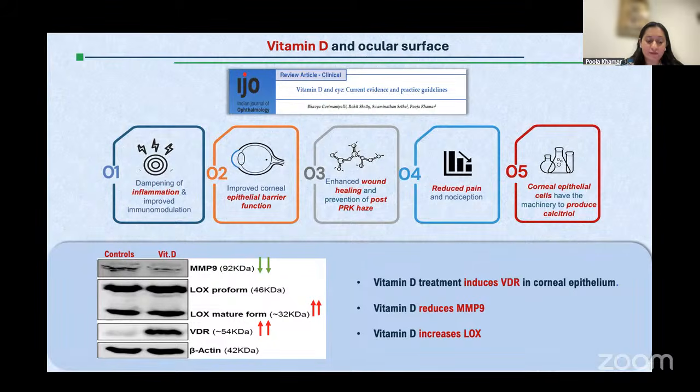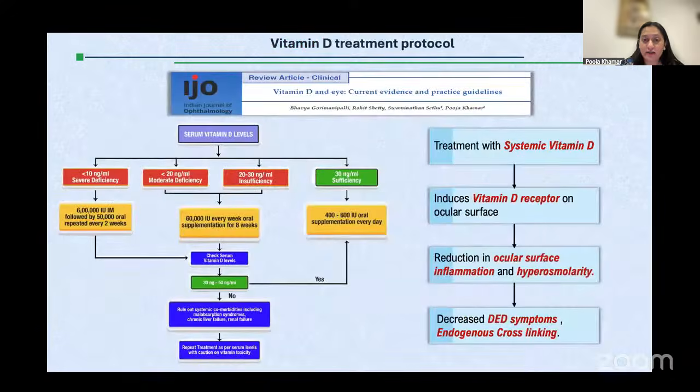But vitamin D has a very important role on the ocular surface, because it is increasingly recognized as an important immunomodulator. It reduces the MMP9 expression and improves the epithelial barrier function. It enhances the wound healing and may even influence corneal collagen cross-linking pathways. And for all surgeries, we recommend doing a vitamin D level check. If not specifically, it should be done for PRK patients and patients undergoing cross-linking.